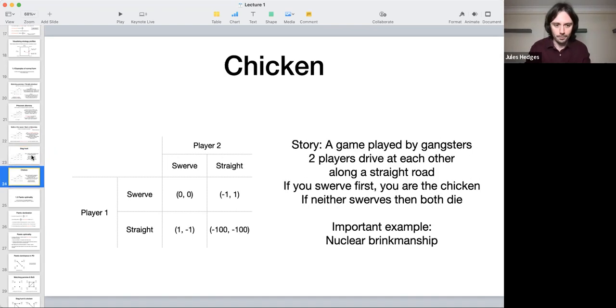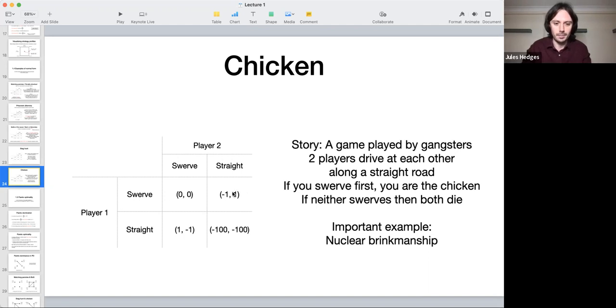Here's a last example. So Chicken is a game played by two gangsters who drive straight towards each other along a long straight road. So if you are the first one to swerve, then you're the chicken and you live in disgrace. And if neither player swerves, then you both die. So here, both players swerve simultaneously at the last possible moment. So that's a kind of neutral payoff.